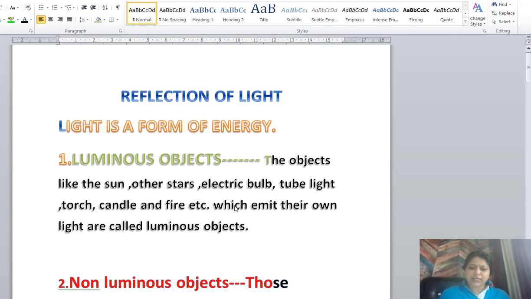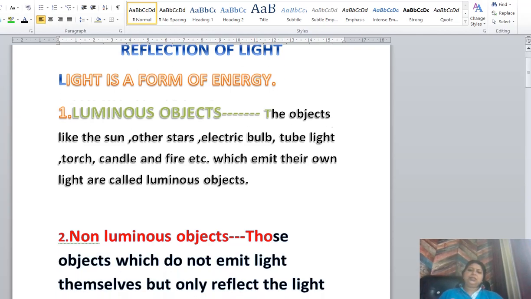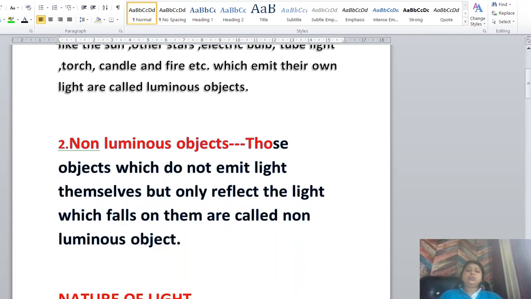Now the second category is non-luminous objects. Let's see what non-luminous objects are. Those objects which do not emit light themselves but only reflect the light which falls on them are called non-luminous objects. In this category we can take all objects which do not emit light: chair, chalk, duster, table, blackboard, everything comes in the category of non-luminous objects.